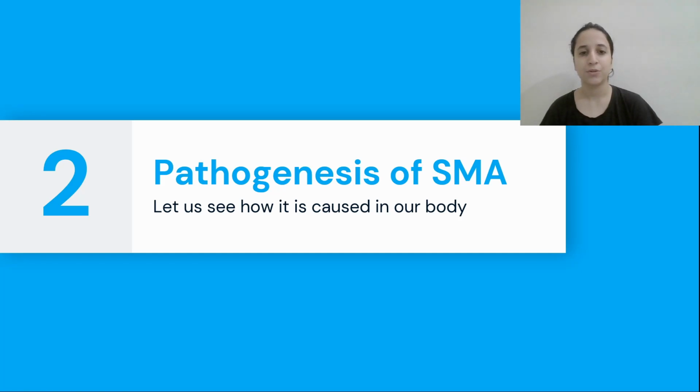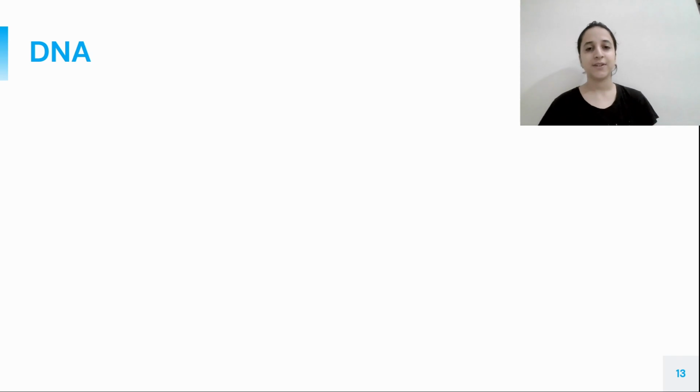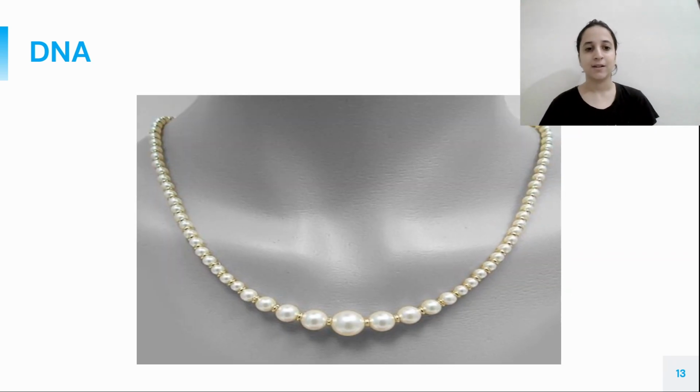Let's now quickly go through the pathogenesis of spinal muscular atrophy and see how it is caused in our body. As we discussed earlier, SMA or spinal muscular atrophy is genetic in nature. So let's now quickly look at the genetics of this disease. You might know that DNA or deoxyribonucleic acid is the genetic material of a body. You can imagine DNA as a pearl necklace.